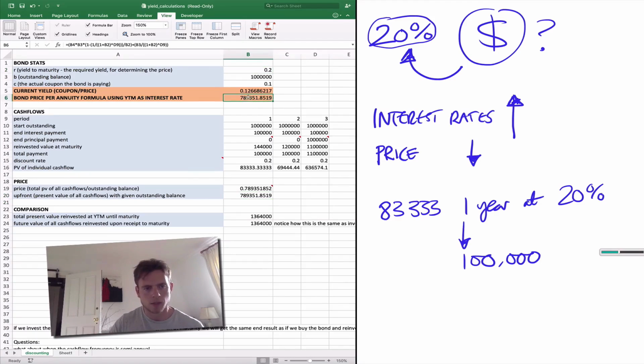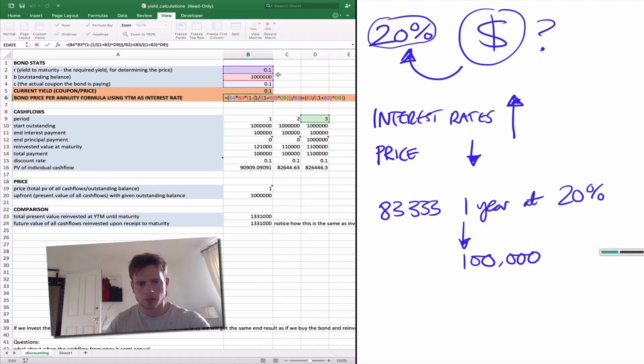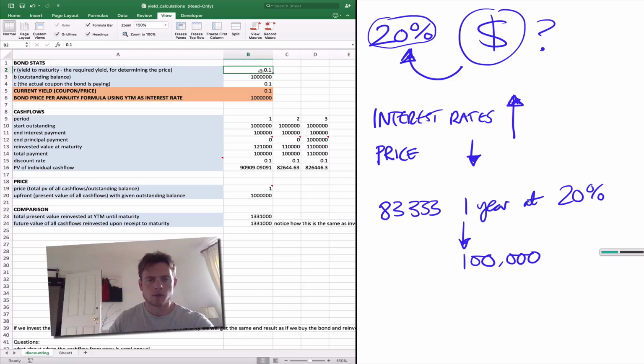So let me just quickly change these numbers. Watch the cell in B6. When I change the required yield, so basically the prevailing market interest rates, back down to 10%, watch how this number goes up again. When the yield is the same as the coupon, the price is exactly the same as the outstanding balance. If the yield goes up to 0.15, you'll see it go down to 885,000. And if the yield goes up to 20%, then the price goes down to 789,000.